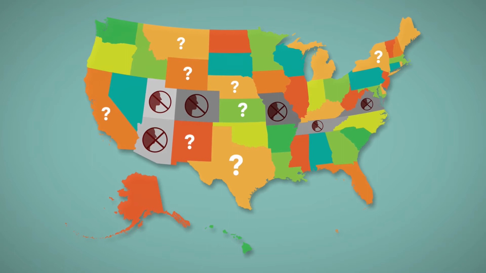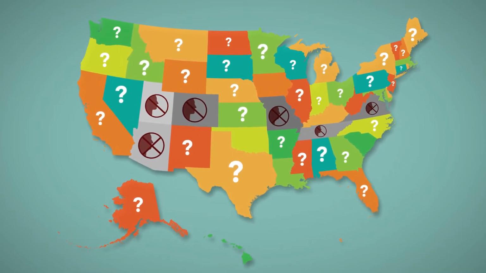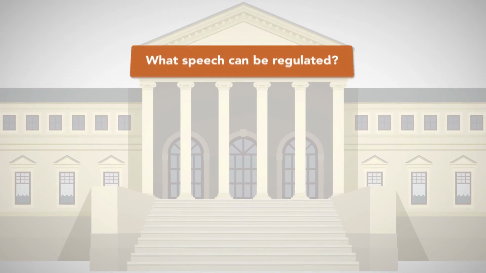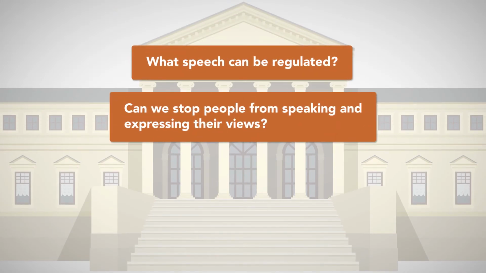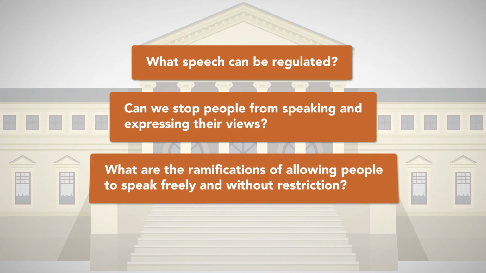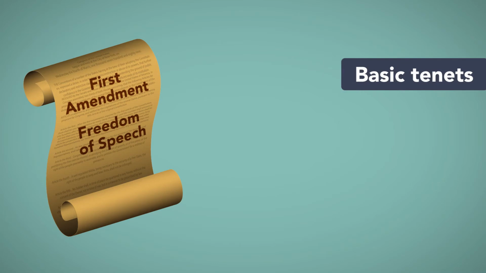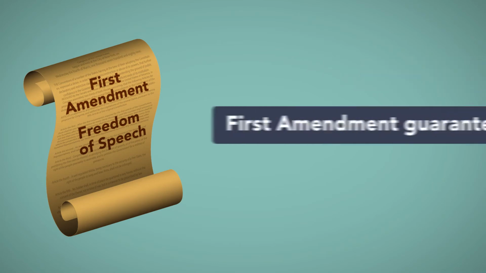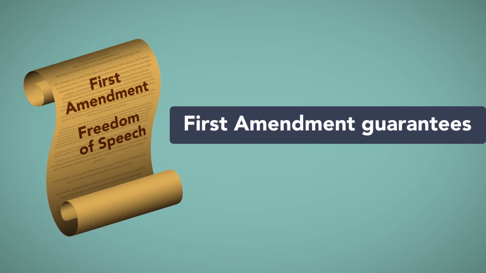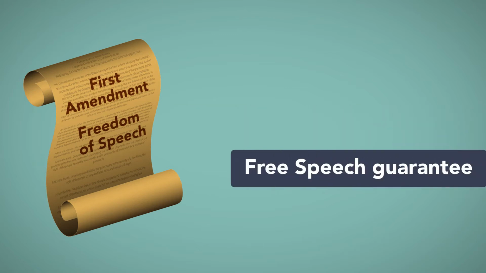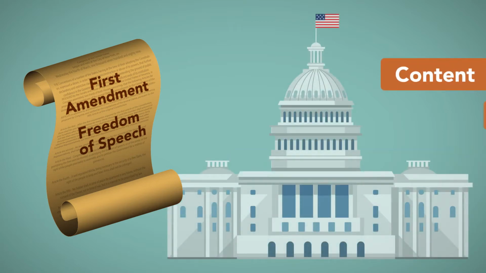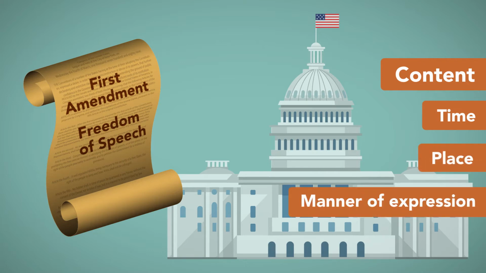There is no national consensus towards these free speech zones. Other states are grappling with questions such as what speech can be regulated, can we stop people from speaking and expressing their views, and what are the ramifications of allowing people to speak freely and without restriction. In this first module of our video course on the First Amendment and freedom of speech, we will introduce the basic tenets of the First Amendment's free speech guarantee. We will examine what the First Amendment guarantees, and we will then delve into the purpose and the rationale behind the free speech guarantee. We will also look at what the First Amendment covers and how the government regulates the content of speech, and the time, place, and manner of its expression.